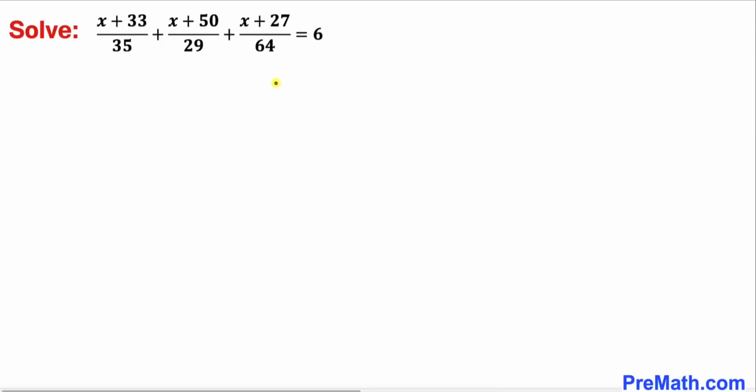Welcome to PreMath. In this video, we are going to solve this given rational equation: (x + 33)/35 + (x + 50)/29 + (x + 27)/64 = 6.